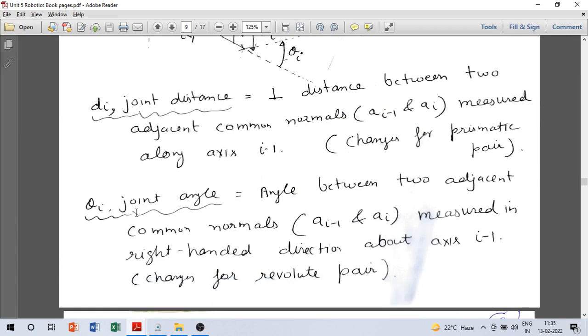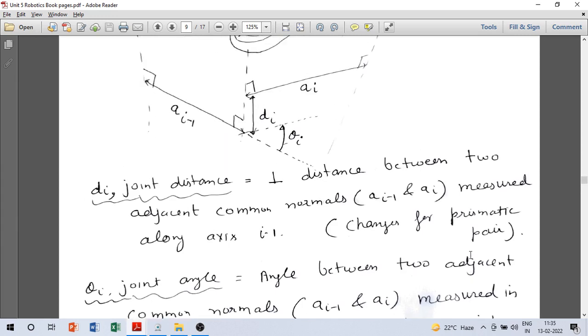And joint angle theta I, this is the angle between two adjacent common normals A I minus 1 and A I, measured in right-handed direction about axis I minus 1. So it also tells you how it has to be measured.